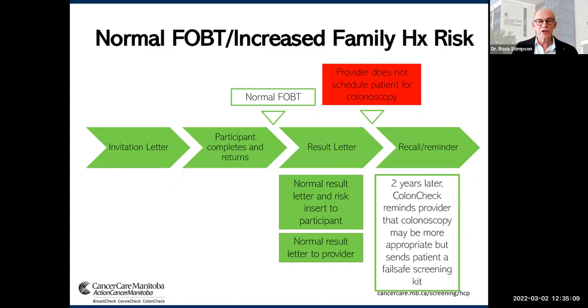This is a separate situation, again, with a normal FOBT and increased family history risk. If the provider, after the normal FOBT, does not schedule colonoscopy for the patient according to their increased level of risk due to their family history, ColonCheck 2 years later will remind the provider that maybe they should review the patient's family history. However, we will send this patient a fail-safe screening kit to complete. We will continue to do this until we determine that a colonoscopy has been done. And then again, if that has been done, we will not re-invite this patient.